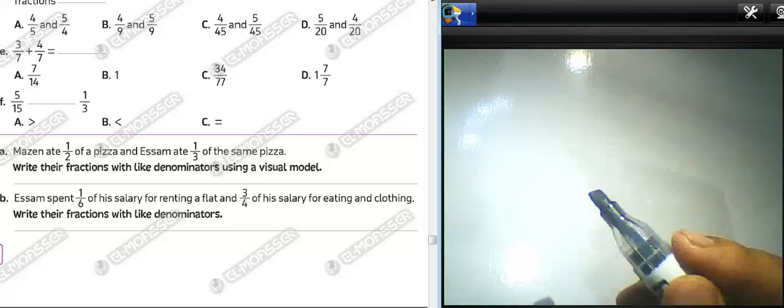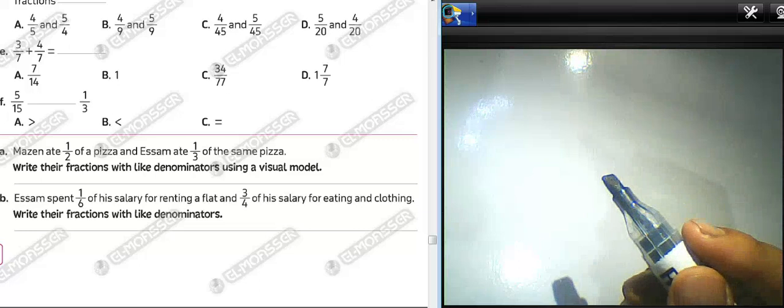Look with me at question letter B. A son spent 1/6 of his salary for renting a flat and 3/4 of his salary for eating and clothing. Okay, write the fractions with like denominators.